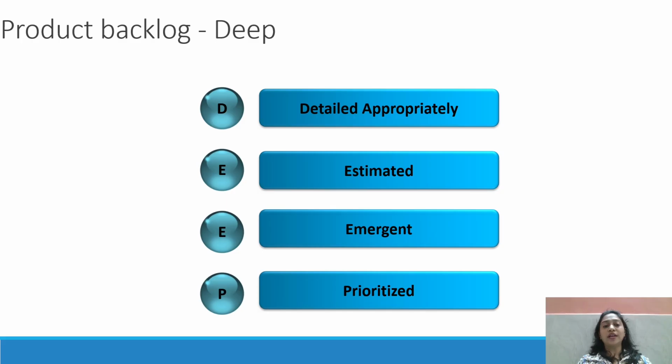So the product backlog is detailed appropriately. We have to put all the details appropriately so that the development team gets clarity on each and every item, what it is about, and how they can develop the code. Then the estimation. This is the DEEP method: Detailed appropriately, Estimated, Emergent, and Prioritized. This is what the product backlog is about.